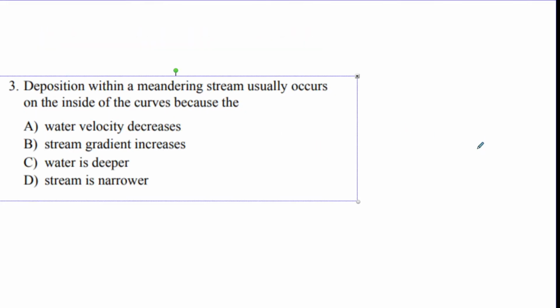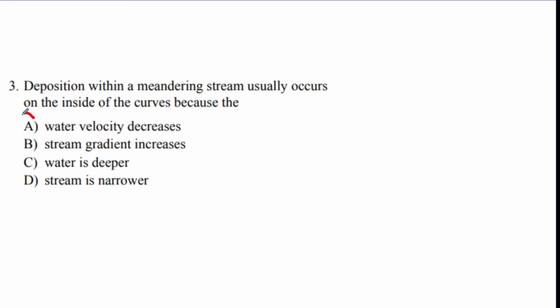Number 3, deposition within a meandering stream usually occurs on the inside. Why? This sort of question was in the last video as well. The inside of the curves has the slowest velocity. Slower speed means that the river's not strong enough to move the sediment, so it just drops it off.